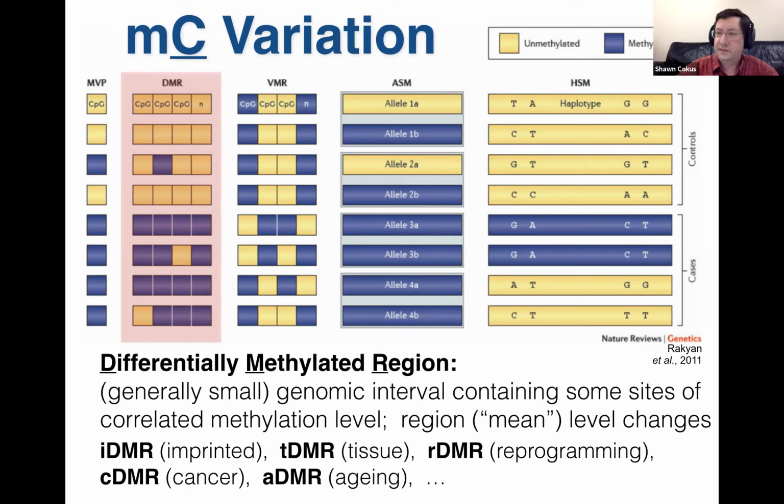containing sites of correlated methylation level. Sites always means cytosine sites. And the region as a whole, since it's correlated, you can talk about the level of the region, sort of, the mean or whatever. And the region as a whole tends to vary over the thing you're studying. And then people break them into subtypes. There's IDMRs for whether the variation is due to imprinting, or TDMRs from tissue, or RDMRs from reprogramming, or CDMRs from cancer, or ADMRs from aging, and so on.